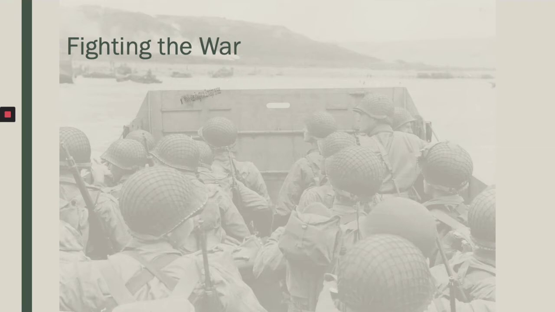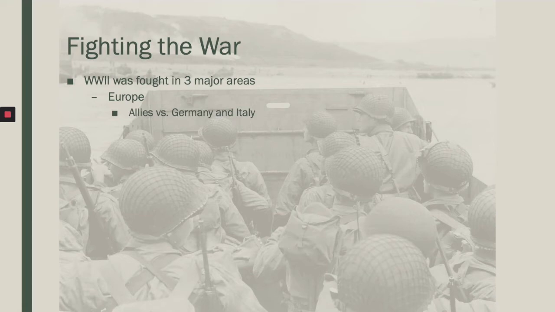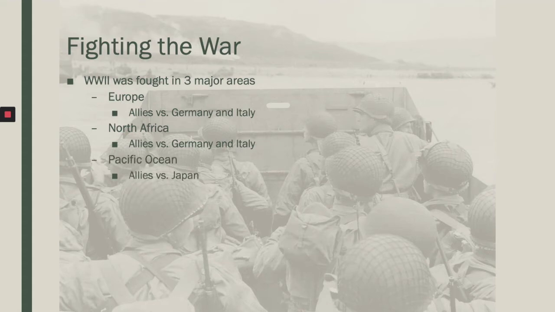Fighting the war. There were 3 major fronts for World War II. You have Europe. This is where you had the Allies fighting against Germany and Italy. Then you had North Africa, where it was also the Allies versus Germany and Italy. And then you have the Pacific Front, which is where the Allies fought against Japan.